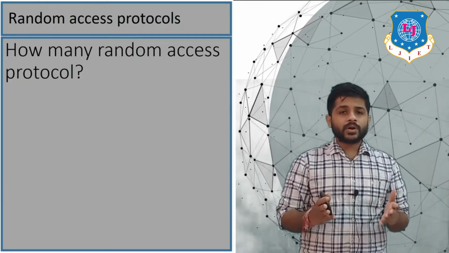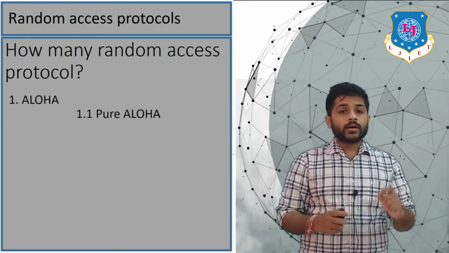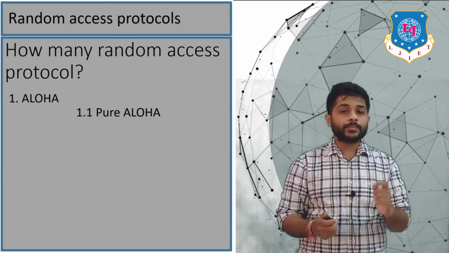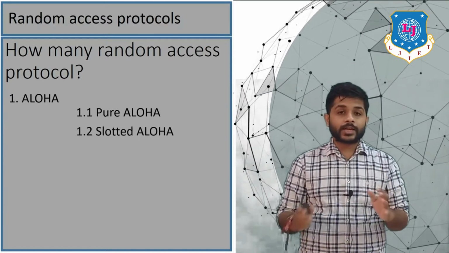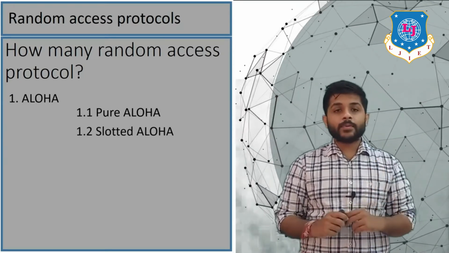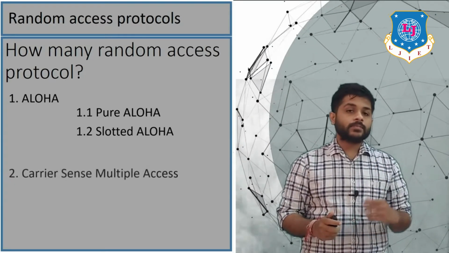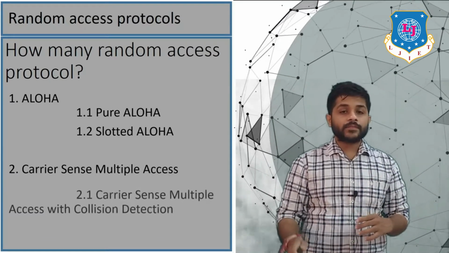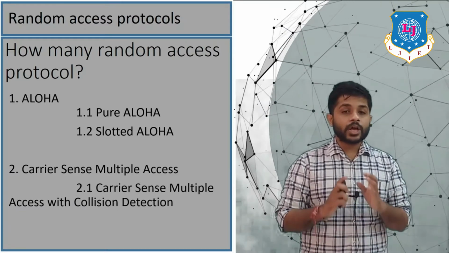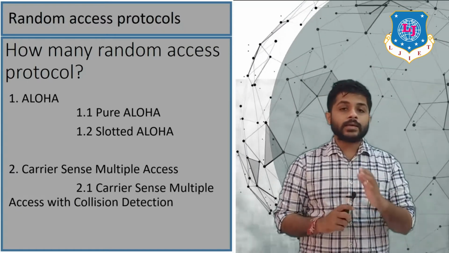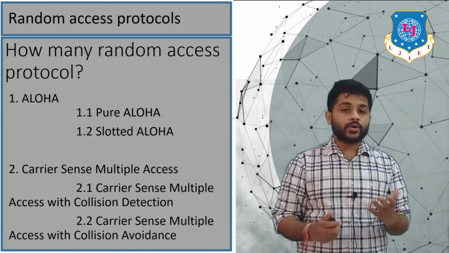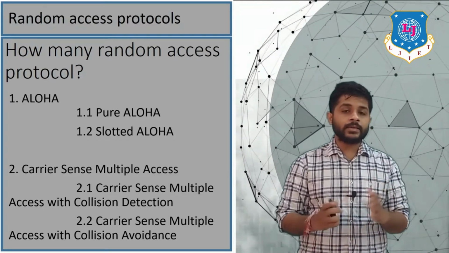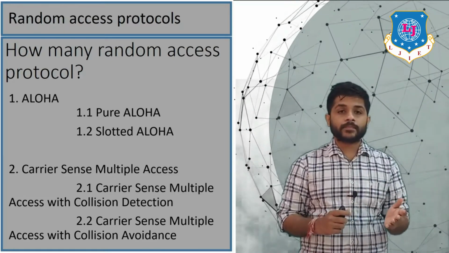There are many types of random access protocol. The first type is ALOHA. It is further divided into pure ALOHA and slotted ALOHA. The second type is carrier sense multiple access, and it is also divided into two types. The first is carrier sense multiple access with collision detection, and the second is carrier sense multiple access with collision avoidance. The first one is also known as CSMA/CD, and the second one is CSMA/CA.